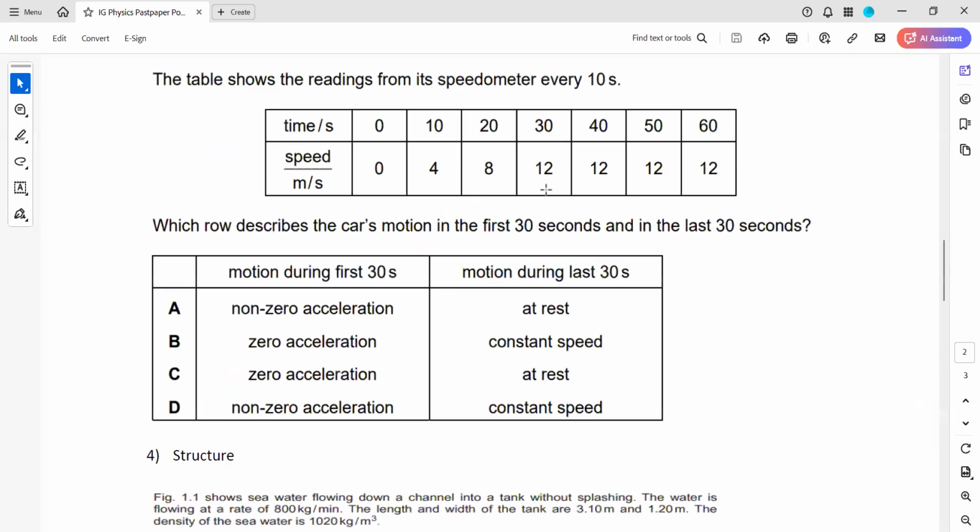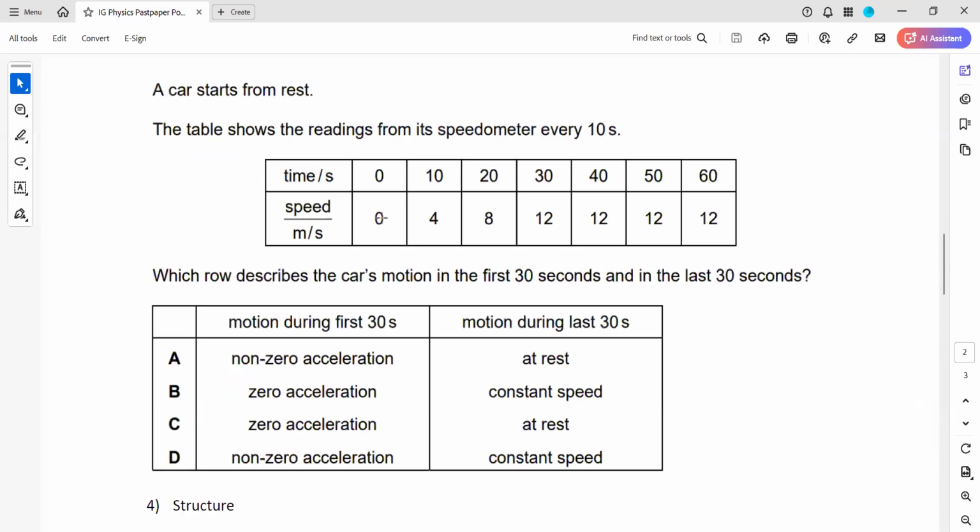Why D? As you can see here, the object is accelerating. The term acceleration means speed is changing. It was 0 and became 4, the speed changes. 4 became 8, speed changes. 8 became 12, speed changes. That's why it is non-zero acceleration. And here the speed is not changing. It's 12. That's why we say it's a constant speed.